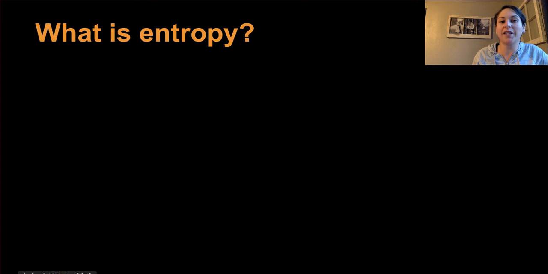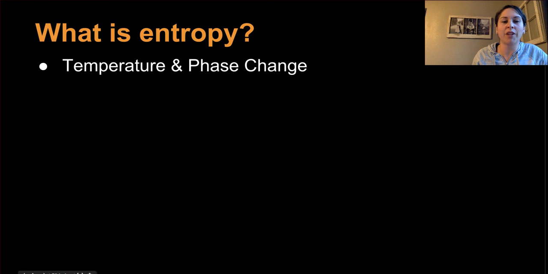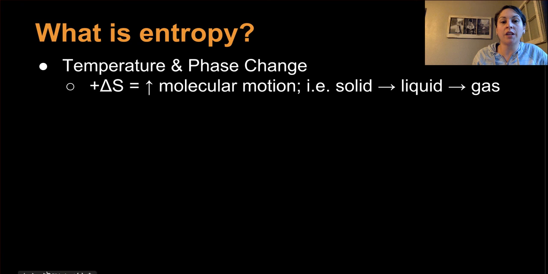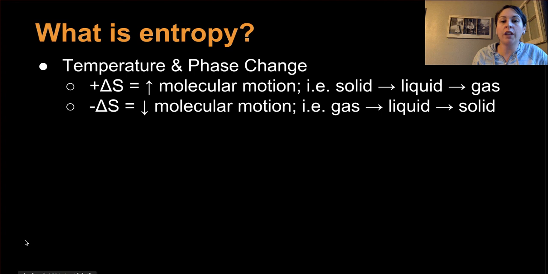So let's take a look at some examples of entropy and some different things that we might see chemically and physically. So one of them is temperature and phase change, and we know that increasing molecular motion causes a solid to go to a liquid or a liquid to a gas, and a lot of times we get there from increasing temperature, and that's actually increasing the entropy. So more motion of our particles, more randomness of our particles is going to increase the entropy.